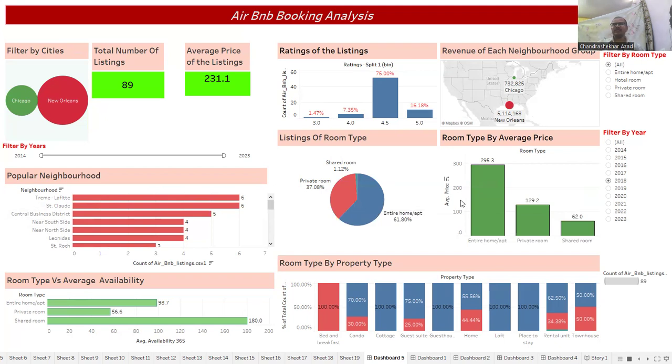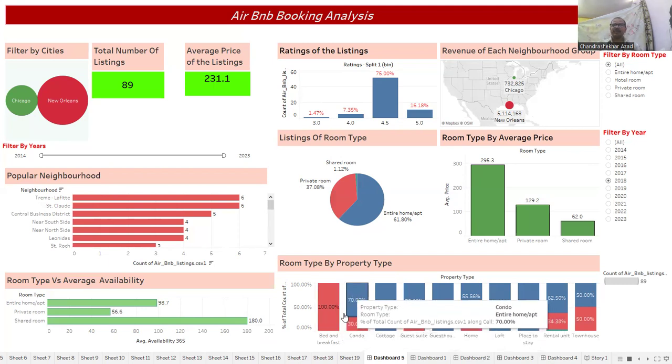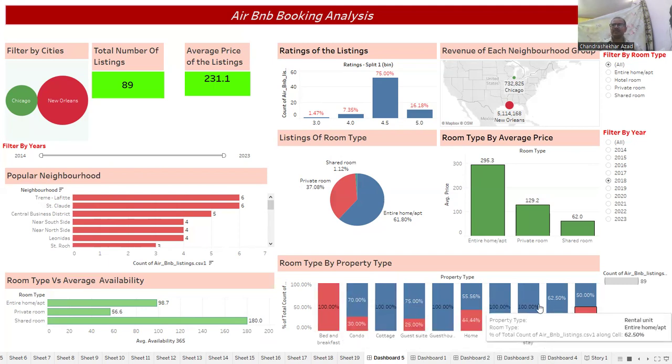If we talk about the average price, then entire home apartment has the highest average price of 195, private rooms have an average price of 129, and shared rooms have an average price of 62. Here the occupancy rate of private rooms is the highest among the room types available. The property type here is either private rooms or entire home apartment.